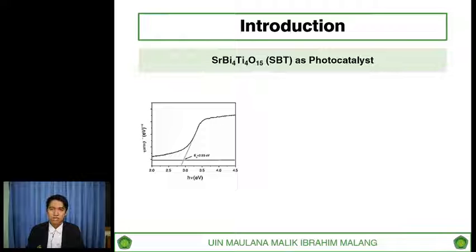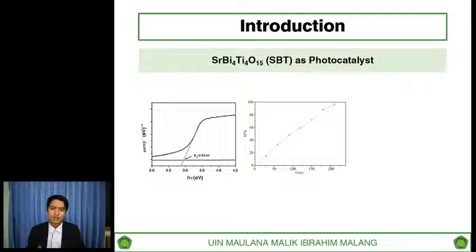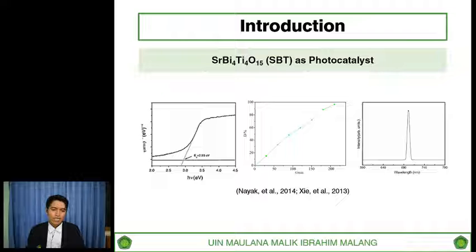Here's the graph that shows the band gap energy of strontium bismuth titanate. And here's the graph that shows the photocatalytic activity of strontium bismuth titanate on degrading methyl orange solution. We know that in the time frame of 200 minutes, more than 90% of methyl orange is degraded by strontium bismuth titanate as photocatalyst. And in the last graph, it shows the photoluminescence spectra in which we know that there is photorecombination activity.